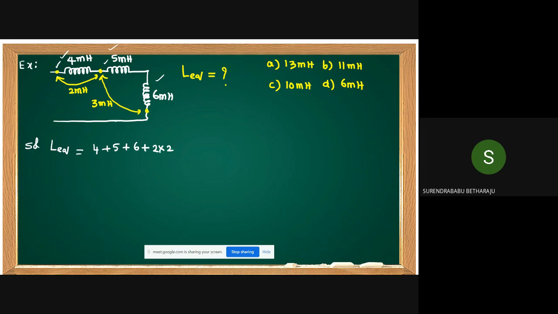Next, wherever the mutual inductance is defined, analyze those two coils. Here also mutual inductance is defined. For this coil the dot is at the starting terminal, for this coil the dot is at the ending terminal. That's why it is opposing. Opposing means minus. Minus 2 into 3. 4 plus 5 is 9, 9 plus 6 is 15, 15 plus 4 is 19, 19 minus 6. How much do you get? 13 millihenry. Clear or not? Any doubt?